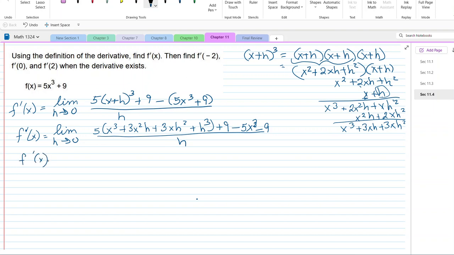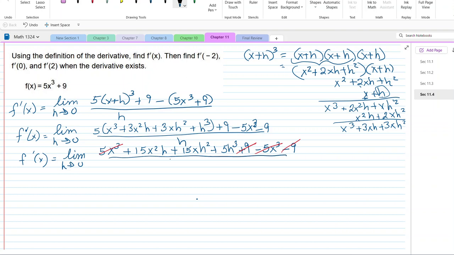Distributive property. I have the 5x cubed plus 15x squared times h plus 15xh squared plus 5h cubed plus 9 minus 5x cubed minus 9. All right, now we're going to cancel out the additive inverses. And now we'll factor out that h.